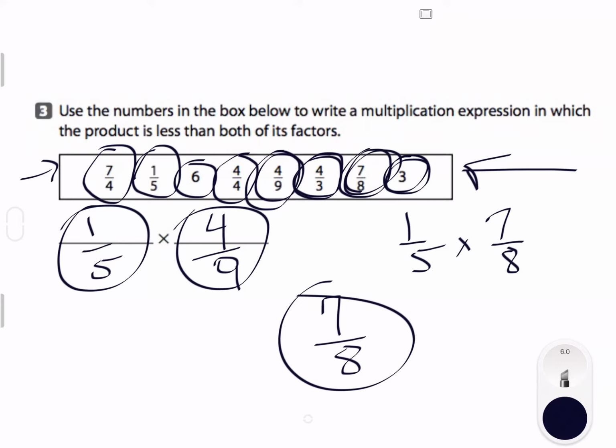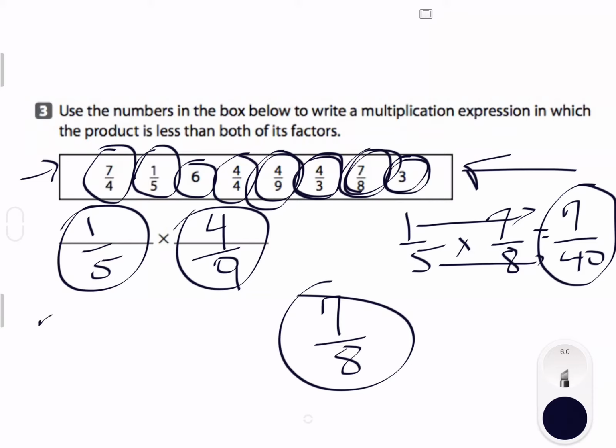Let's see, the product needs to be less than both of its factors. 7/8 is pretty close to 1. When we multiply that together, we're not sure if that's going to be less than 1/5. Let's find out. We've got 7/40 as we multiply the numerators and then the denominators, and that can't be reduced.